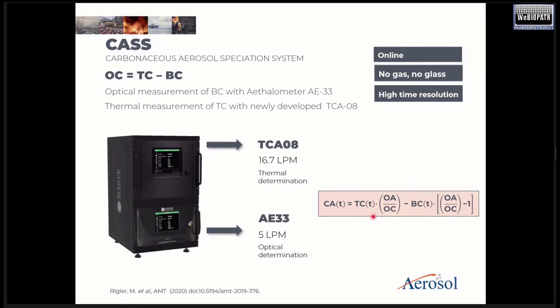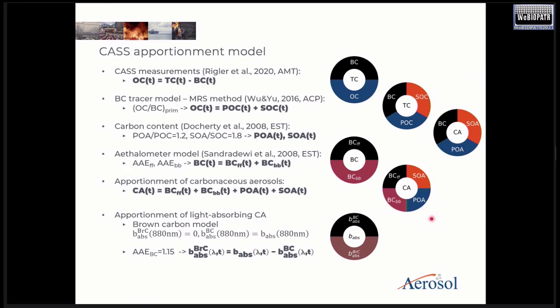If you assume a constant OA to OC ratio, the combination of these instruments can give you the whole mass of carbonaceous aerosol, using this simple equation here. It's a field-ready combination of instruments that will give you real-time data on carbonaceous aerosol, TC and BC. But we took this algorithm even further.